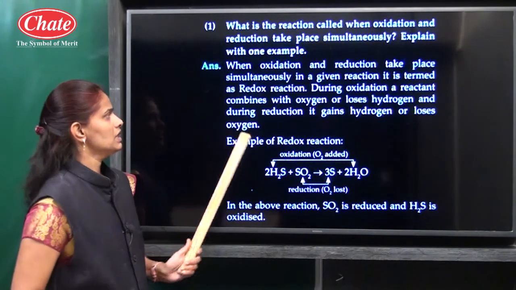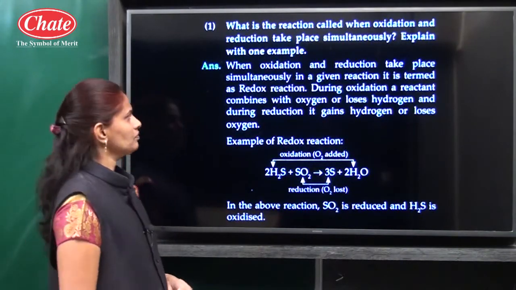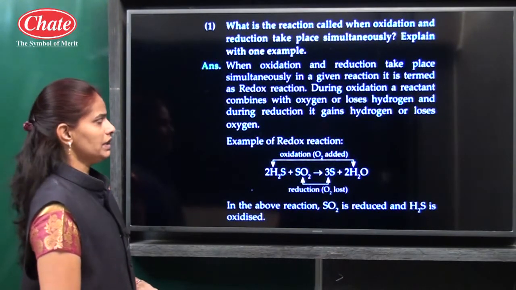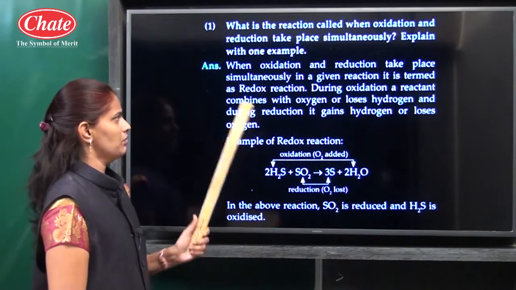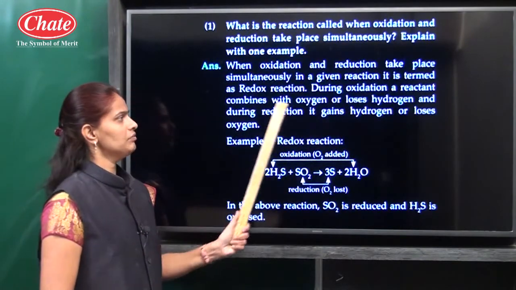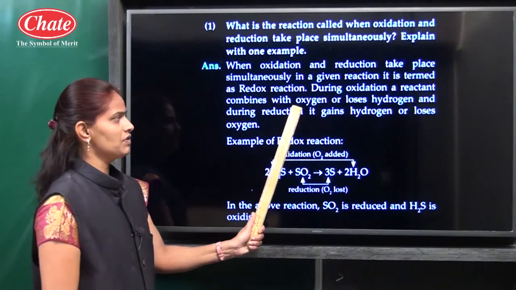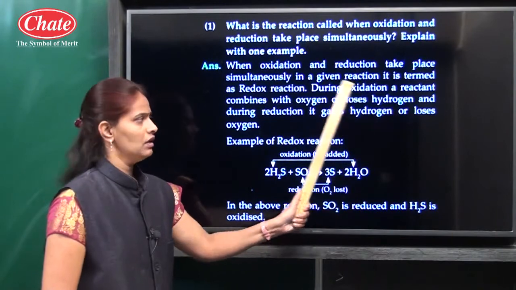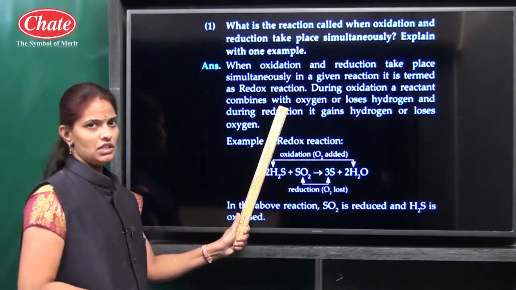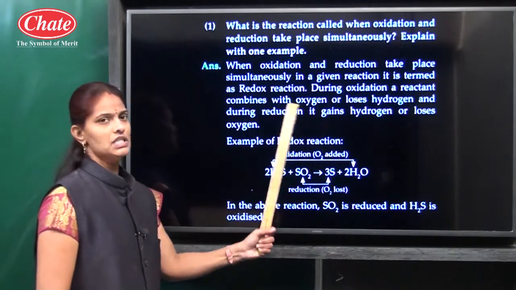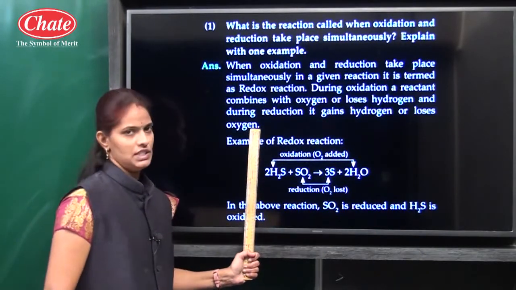So see here, when oxidation and reduction takes place simultaneously in a given reaction, it is termed as redox reaction. During oxidation, a reactant combines with oxygen or loses hydrogen. Either it gains oxygen or loses hydrogen, and during reduction it gains hydrogen or loses oxygen.